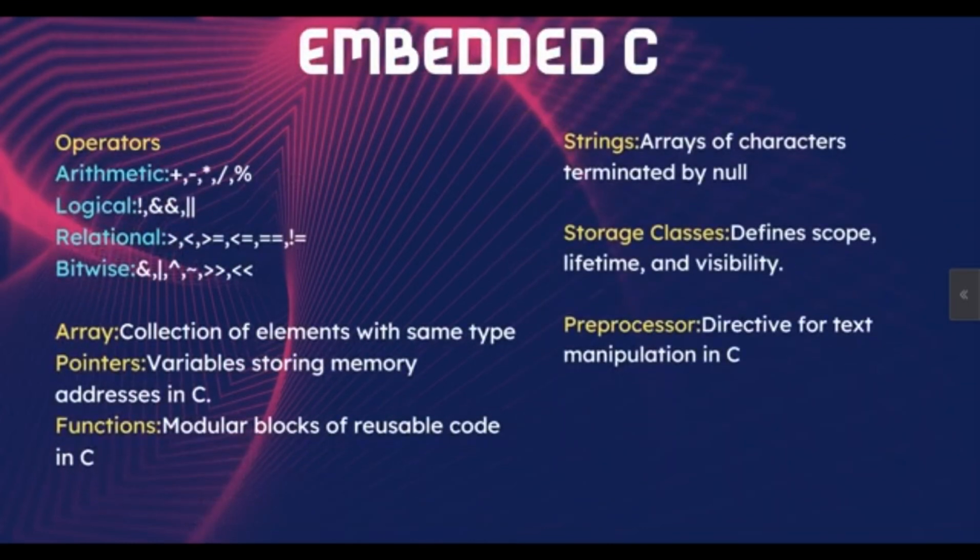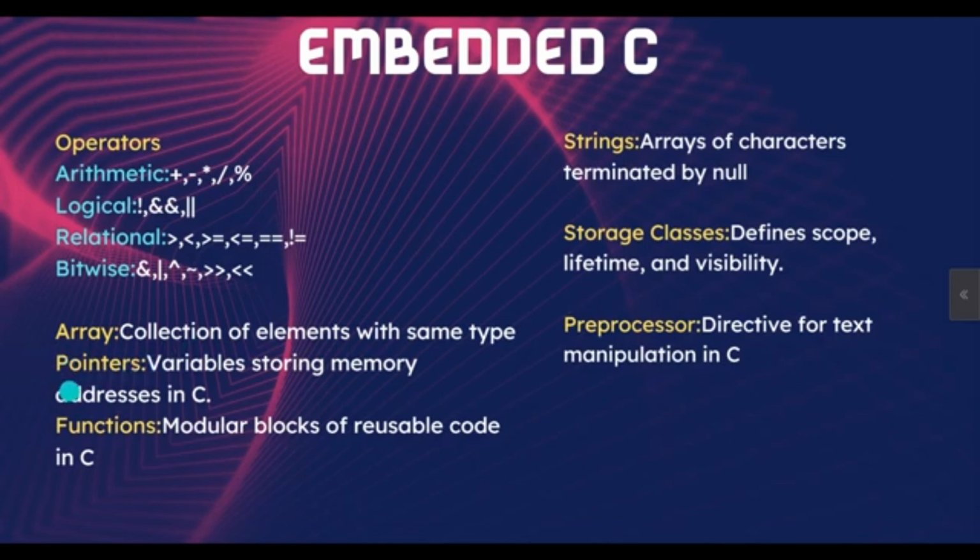Then the next are operators. Operators are of four types: arithmetic, logical, relational, and bitwise. Arithmetic operators are sum, difference, multiplication, division, modulus. Then logical. This is logical not, logical and, logical or. Relational: greater than, less than, greater than or equal to, less than or equal to, equal to, not equal to. Bitwise are and, or, XOR, negation, etc.